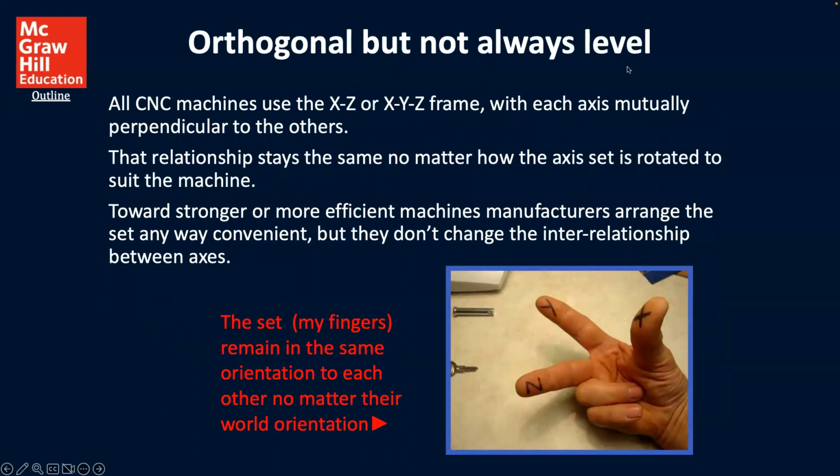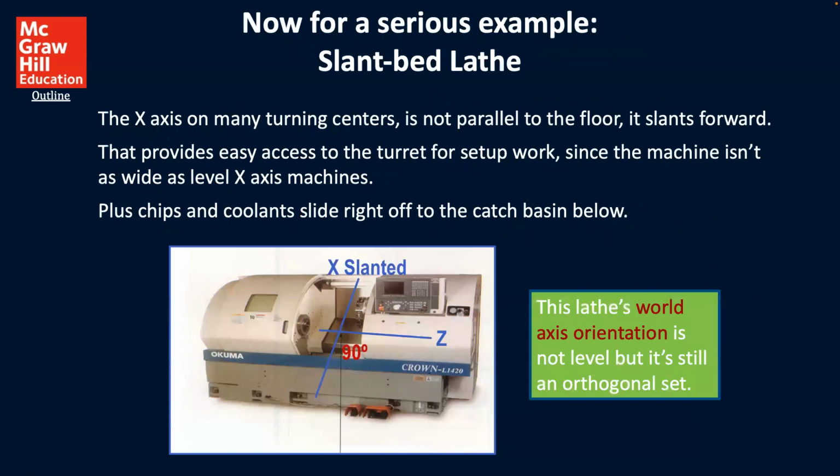So they're orthogonal, but not always level. All CNC machines use the XZ or XYZ frame, with each axis mutually perpendicular to the others. That relationship stays the same no matter how the axis set is rotated to suit the machine. Towards making stronger or more efficient machines, manufacturers arrange the set any way that is convenient, but they don't change the interrelationship between the axes. We went through this before. We can see the fingers and how we can see that relationship between the different axes.